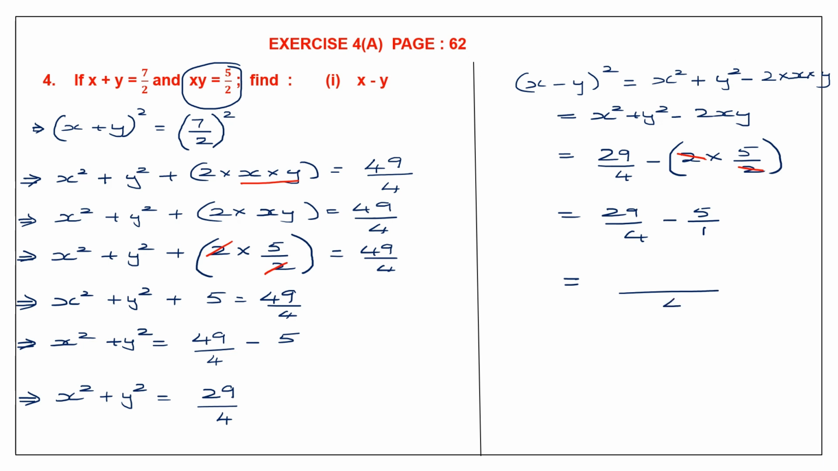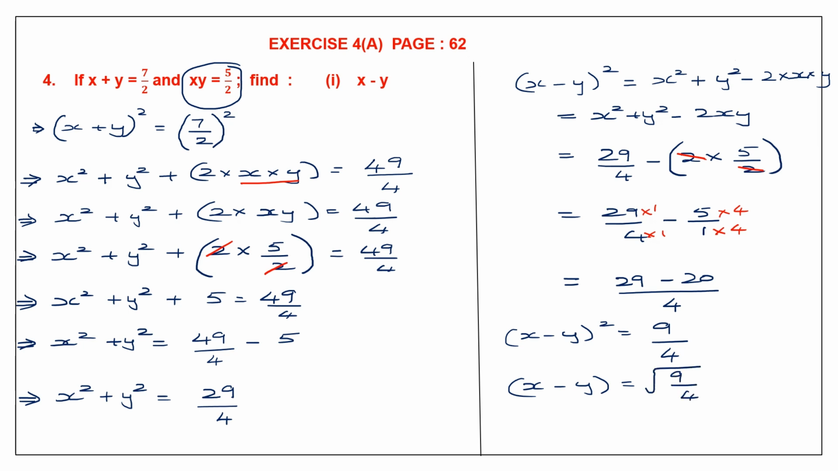Since it's subtraction, we can work it out. Now find the LCM. LCM is 4. Here it is 29 because here we have 4 into 1. So 29 into 1. Now here 1 into 4 is 4. So 5 into 4 is 20. So minus 20. So now we can say x minus y, the whole square, is equal to, now 29 minus 20 is 9. 9 by 4. Now we have to find only x minus y, isn't it? So that means the square root of 9 by 4. Now x minus y is equal to square root of 9 is 3 and the square root of 4 is 2.